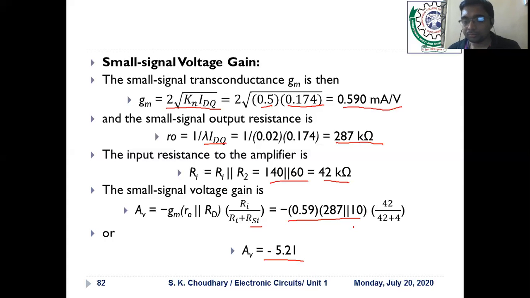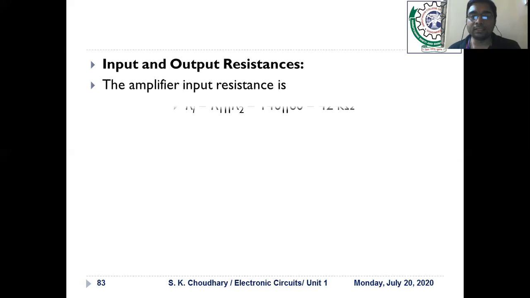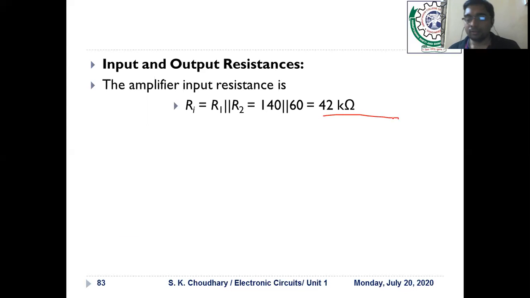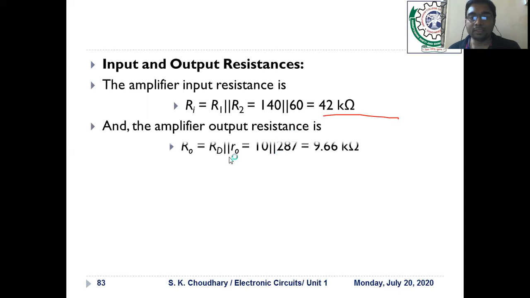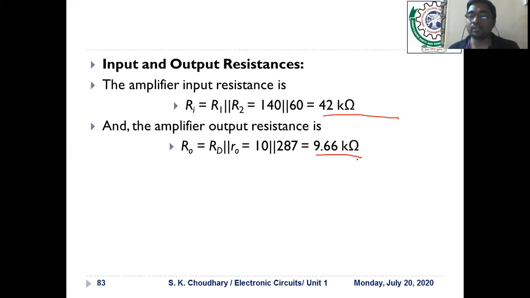Now we have to calculate again the input and output resistance separately. What is the input resistance? Ri is equal to R1 parallel R2, so the value would be 42K. Similarly, the output resistance is RD parallel ro, that is 9.666K. Now this completes all the unknown parameters that were asked in the question.